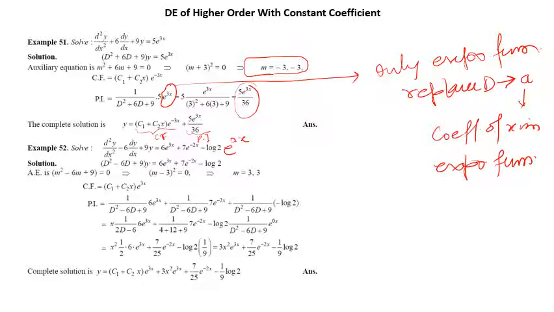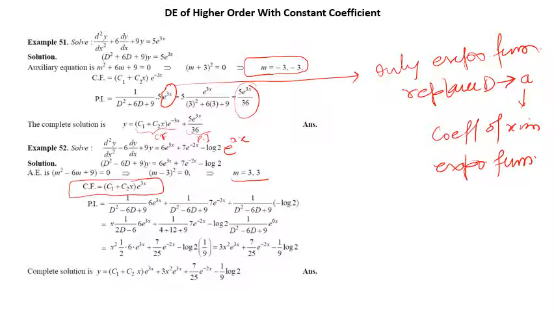Right. Now first evaluate the auxiliary equation. d2y minus 6 dy plus 9y equal to this. The auxiliary equation is lambda square minus 6 lambda plus 9 equal to 0. m is equal to 3. Then the complementary function becomes this. Right? What is PI? PI for different functions.